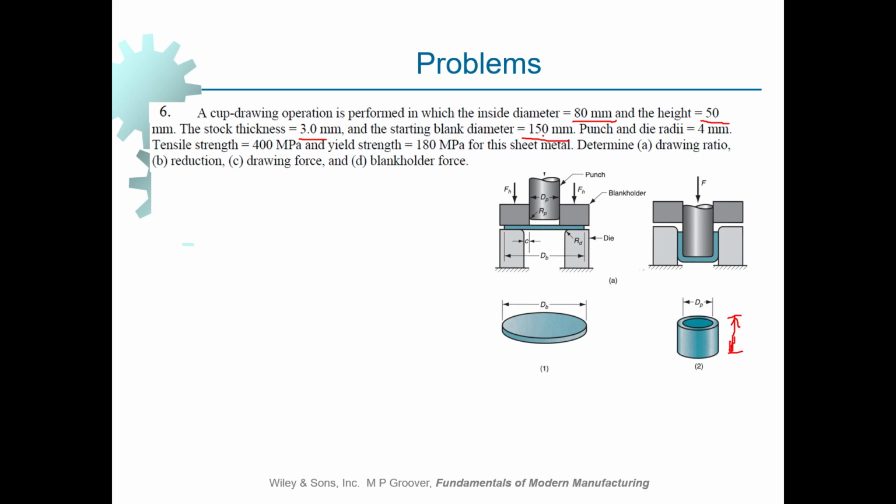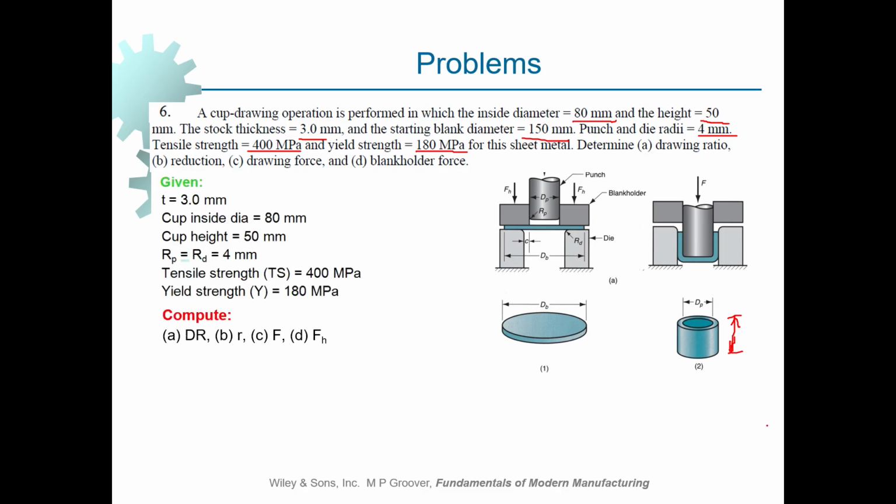This is dB, and thickness is T, of course. Punch and die radii, RD and RP, are given too; these are equal to 4 mm each. Tensile strength is given. Yield strength is given for this material. We are to determine drawing ratio, reduction, drawing force, and also blank holding force.